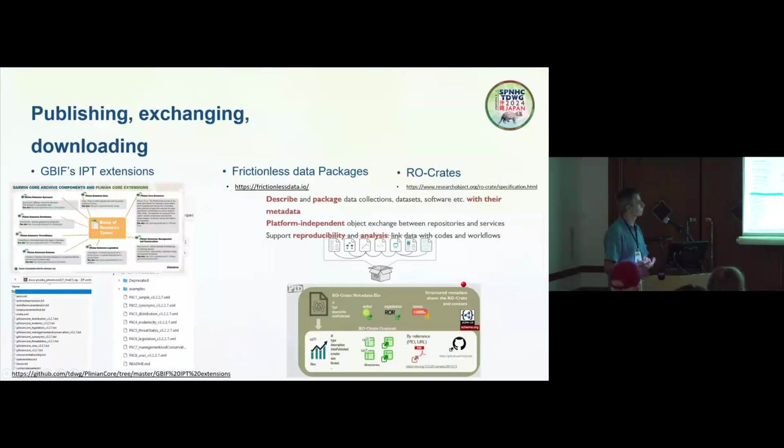Approaching the end of the presentation, regarding publishing, exchanging, and downloading, we have in parallel developed extensions to work with the GBIF IPT tool. This is in test form, but we expect that as PlianCore approaches the public review, that will be available for anyone to produce Darwin Core archives using PlianCore terms. And then we are currently exploring and preparing other formats for data exchanging and downloading, such as the frictionless data package and the research objects crates, as a way to exchange and to deploy species information in pre-anchor form.